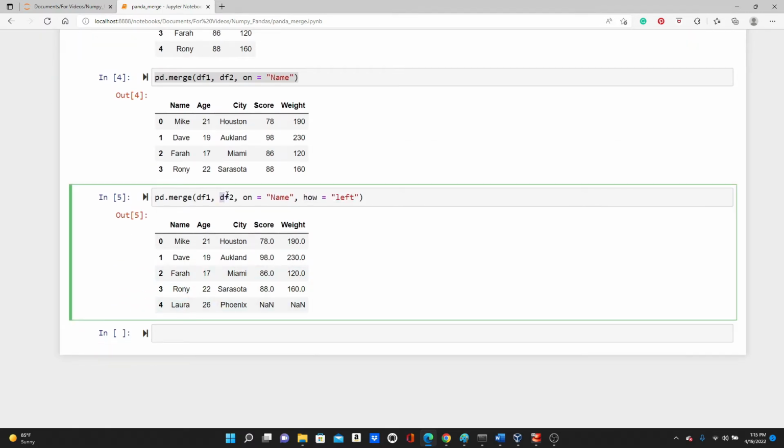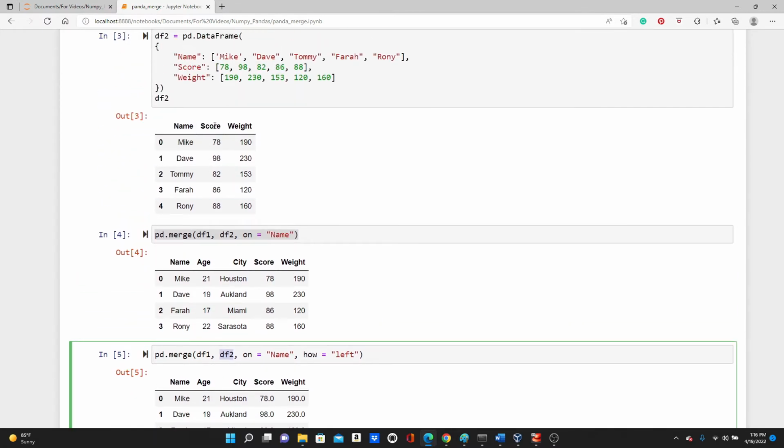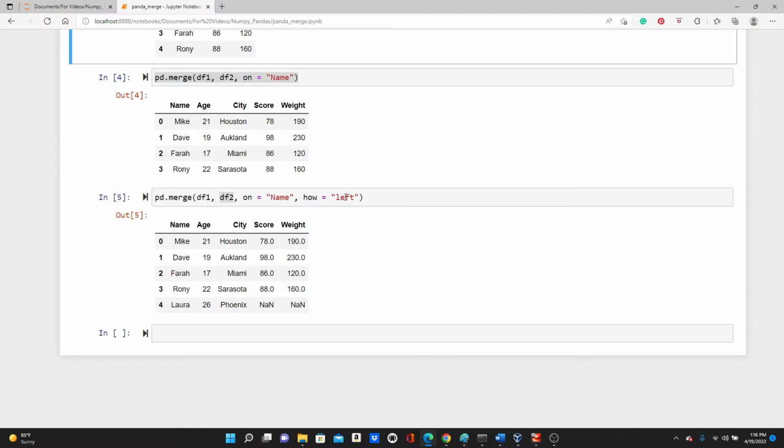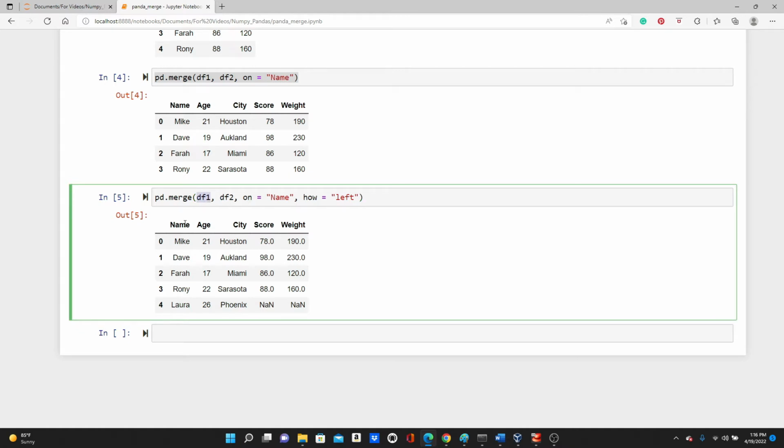And from df2, it's going to take only the information where the names are common with df1. Okay. Look, for df2, we have Mike, Dave, Farah, Rony's information here, but for Laura, we have null values because Laura is not present in df2, so we do not have score and weight information for Laura. And look, Tommy, we do not have any information about Tommy here. We are doing the merge on left, so if Tommy is not present in df1, we are not going to get Tommy in this merged data frame.